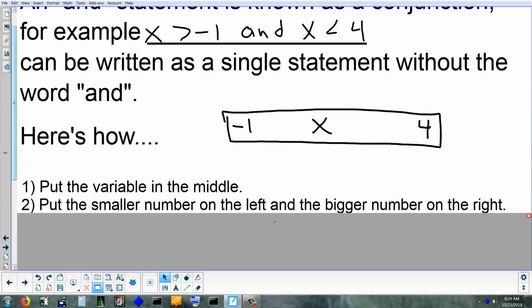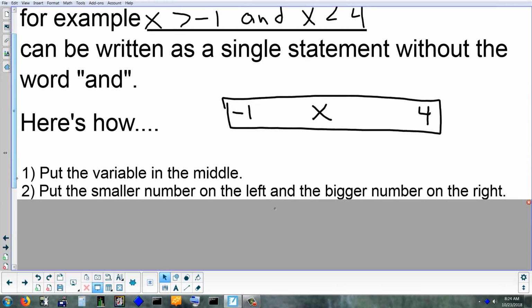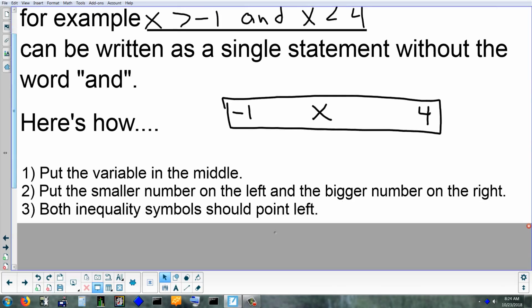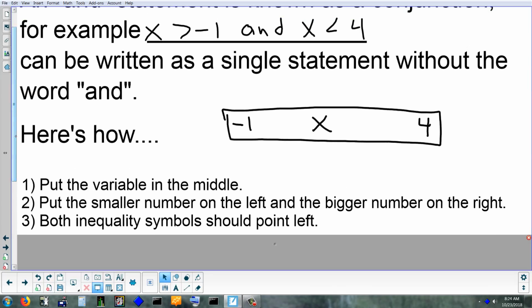Now, what's going to go in these two spots where I still have a little space is some inequality symbols. As long as you put the smaller number on the left and the bigger number on the right, both of our inequality symbols should point to the left. The only question is, do you put the little line under it? If my original problem doesn't have the little line under it, neither does this. If the original problem had the little line under it, then your answer is going to have the little line.